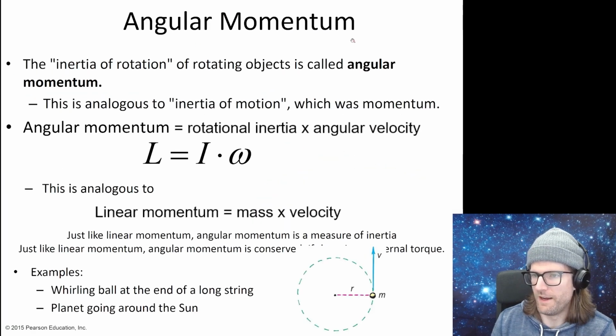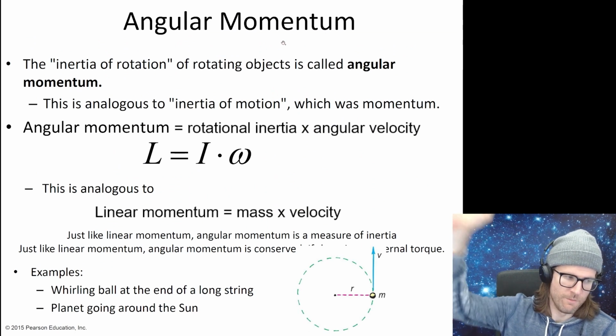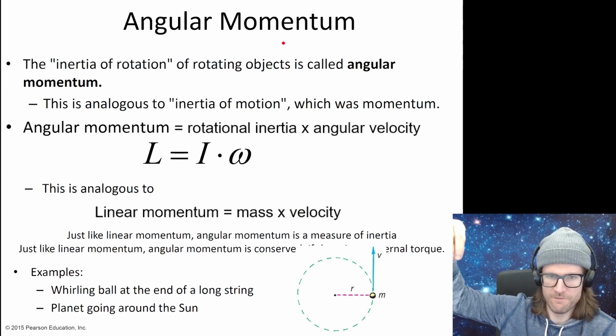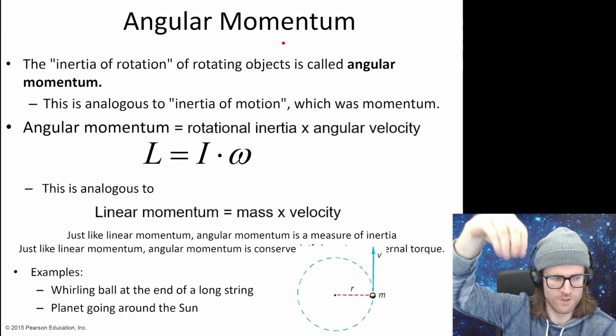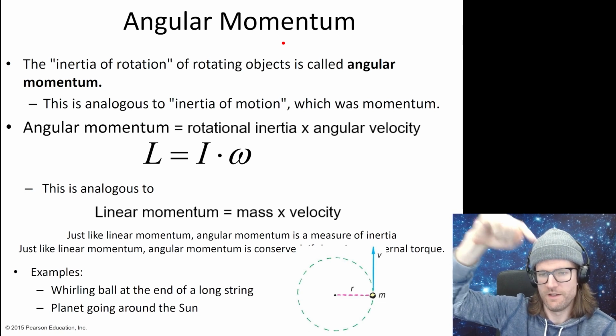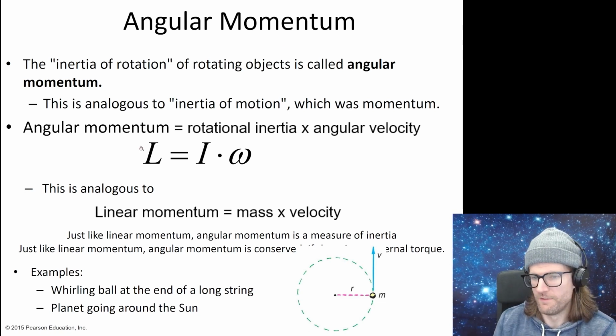Okay, angular momentum. So before, momentum is p equals mv, and that was momentum equals inertia times speed. Here, it's going to be the same thing. Angular momentum is equal to rotational or angular inertia times angular velocity. I guess it's the same idea. So this is analogous to linear momentum being mass times velocity.